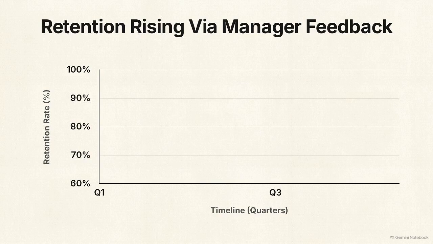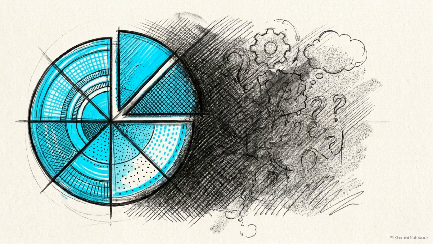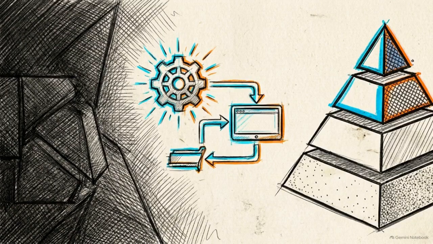This graph illustrates the outcome we are aiming for: retention rates rising in direct correlation with the new manager feedback program. When behavior changes, the data reflects that shift. This cheat sheet summarizes the complete LXD workflow: design using the format cycle, deploy through the authoring to LMS pipeline, and evaluate using the 4 levels of Kirkpatrick's model.